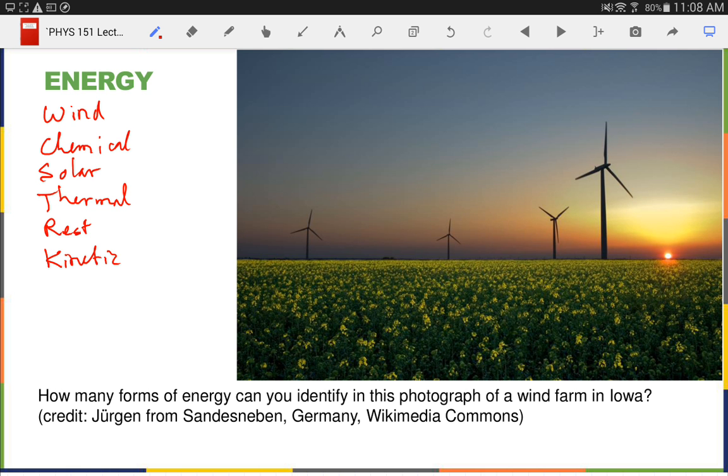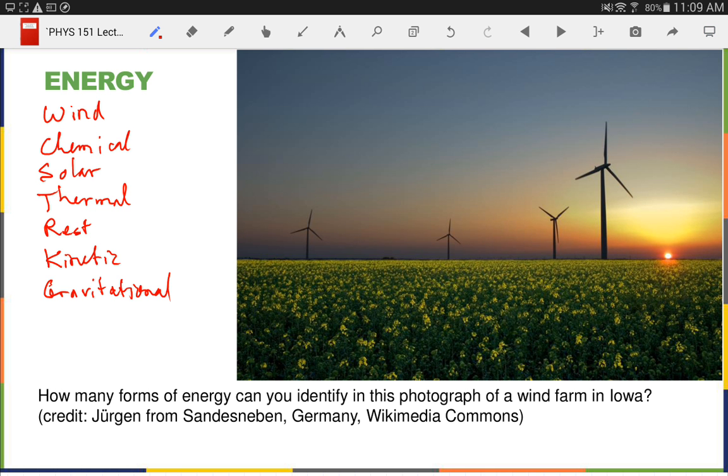There's a subtlety that doesn't need to be discussed now. Okay. Gravitational. There's lots of different types of energy here. I'm sure there's more if we were to analyze more, but you can see lots of types of energy.